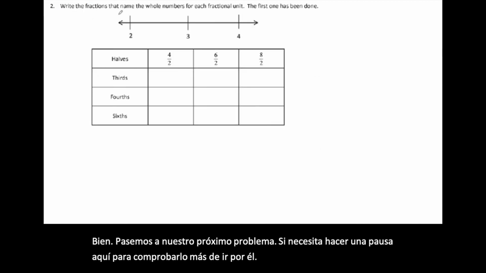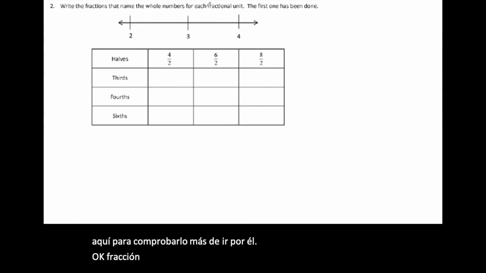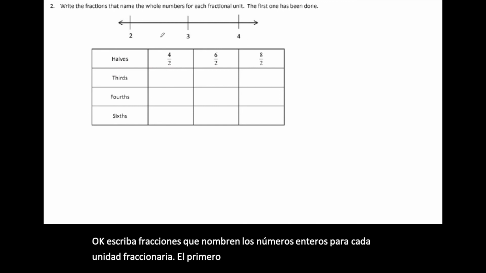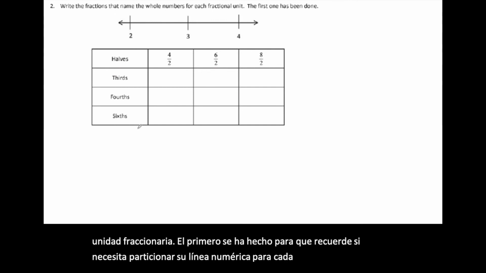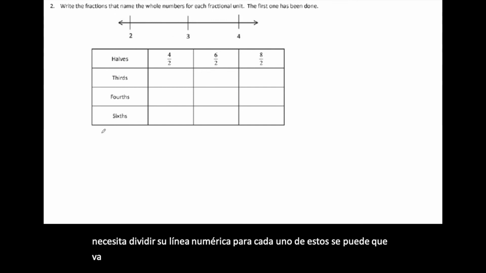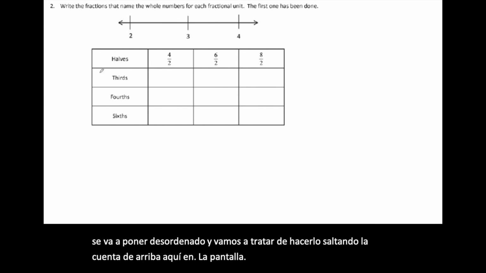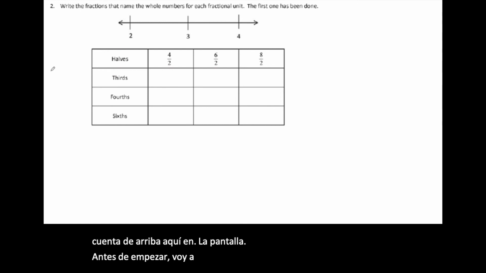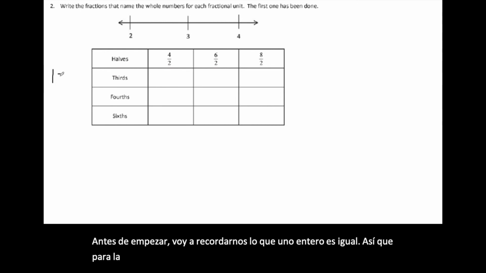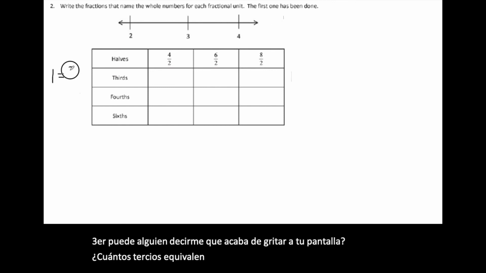Okay, write the fractions that name the whole numbers for each fractional unit. The first one has been done for you. Remember, if you need to partition your number line for each of these, you can. It's going to get messy, and we're going to try to do it by skip counting up here on the screen. Before we start, I'm going to remind us what 1 whole equals. So for thirds, can someone tell me? Just shout it at your screen. How many thirds equal 1 whole? Yes, 3 thirds equal 1 whole. What about for fourths? Can somebody shout that one out?